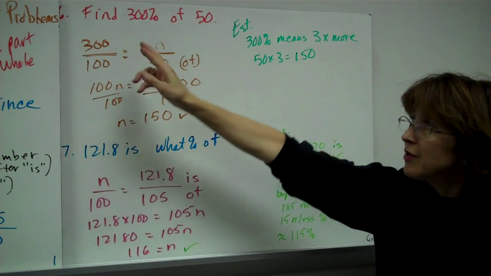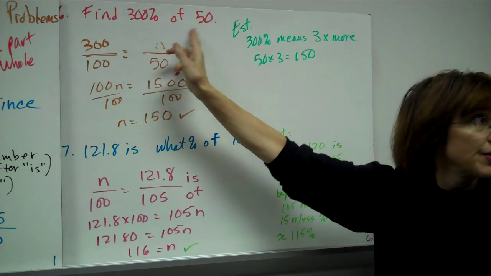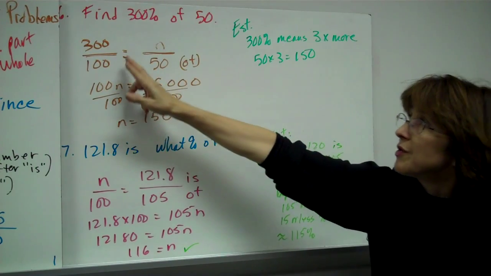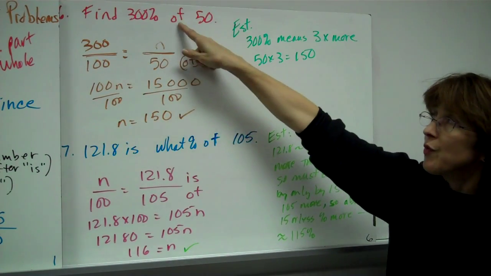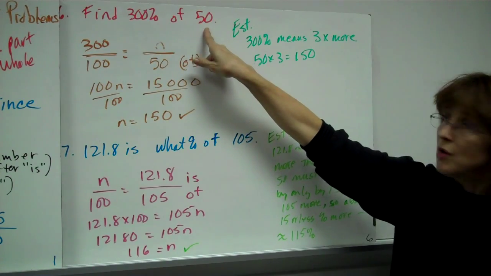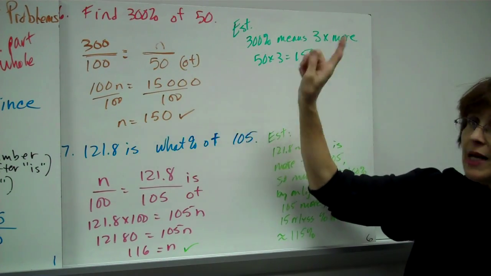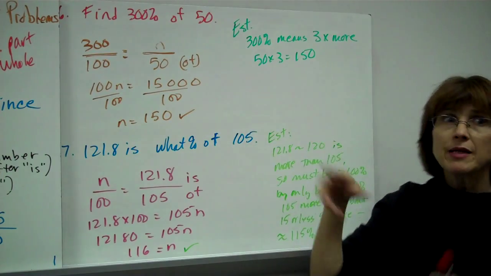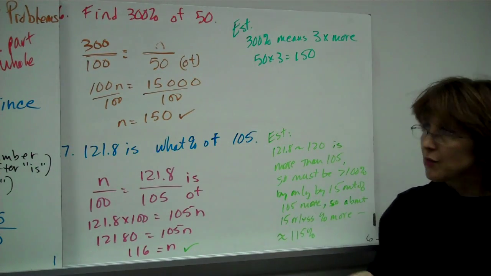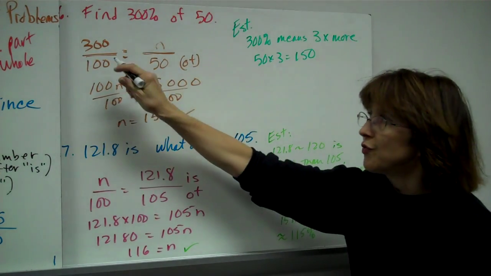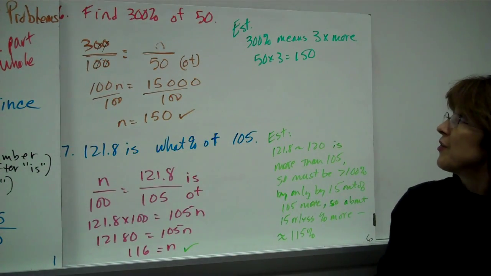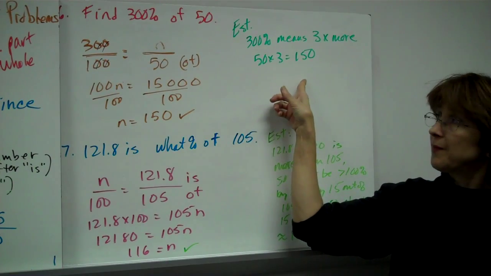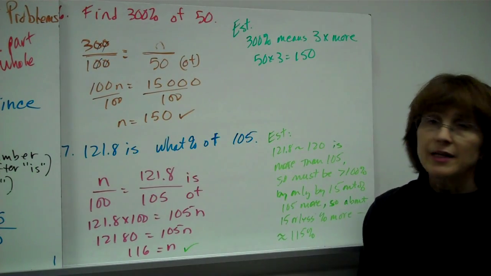Sometimes the number's going to be bigger. Sometimes you have to find 300% of 50. Okay, so it's going to be 300 over 100 is equal to some number over 50. Remember, the word after the "of" is your whole. That goes on the bottom. So we're going to estimate. Well, 300% really means like 3 times more, right? Because 300% means 300 over 100, which if you reduce it, it'll just be 3 over 1, which is 3. So I'm thinking 3 times 50 is 150. And when you work it out, you get exactly that number.